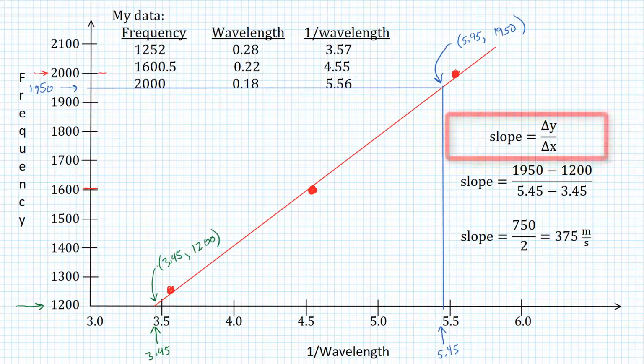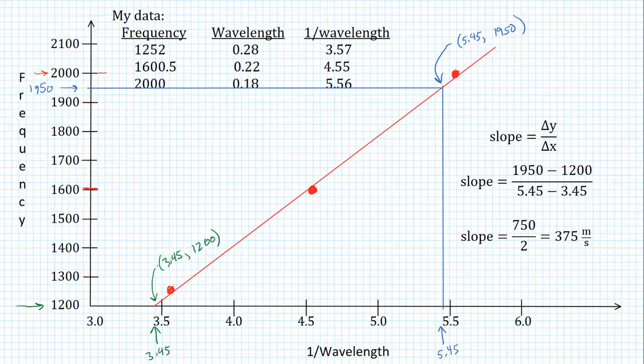The slope is the change in y over the change in x, and my y value changes from 1,200 hertz up to 1,950 hertz. So I take the difference between those two, and I divide by the change in x. X changes from 3.45 up to 5.45. So I get 750 divided by 2, which is 375. And the units work out to be meters per second. 375 meters per second for the speed of sound.